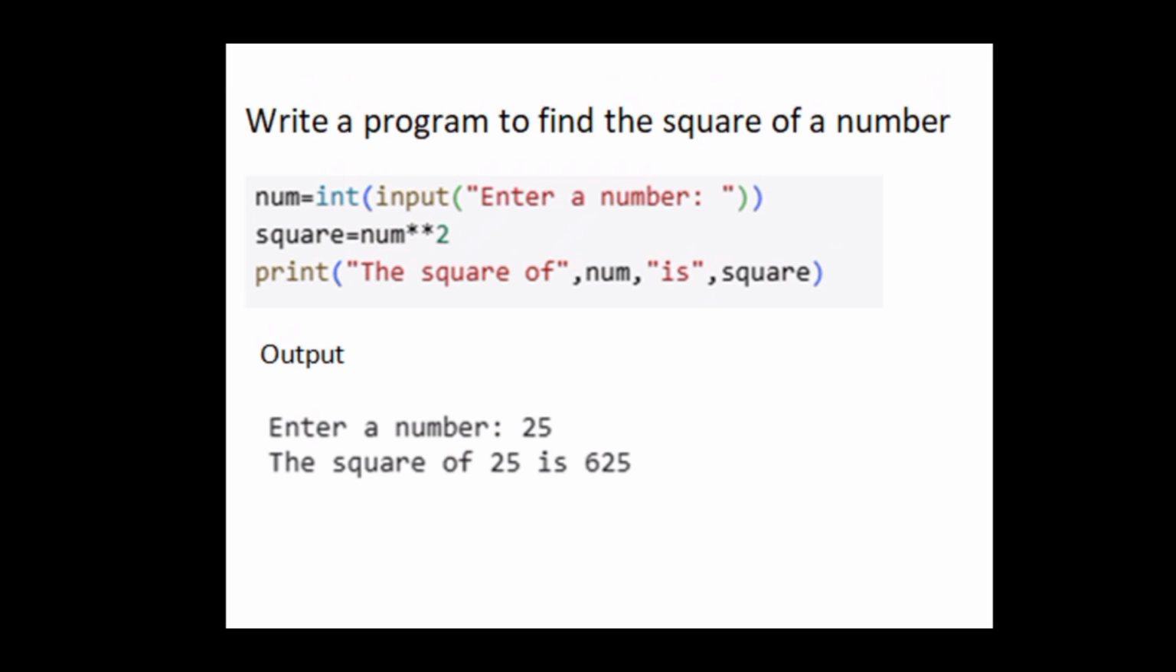Then we square the number and store it in a new variable called square. And finally, we use print function to show the result to the user. And after coding part, if we run the program, you get the output. So if you enter number 25, you get the square of 25 is 625.